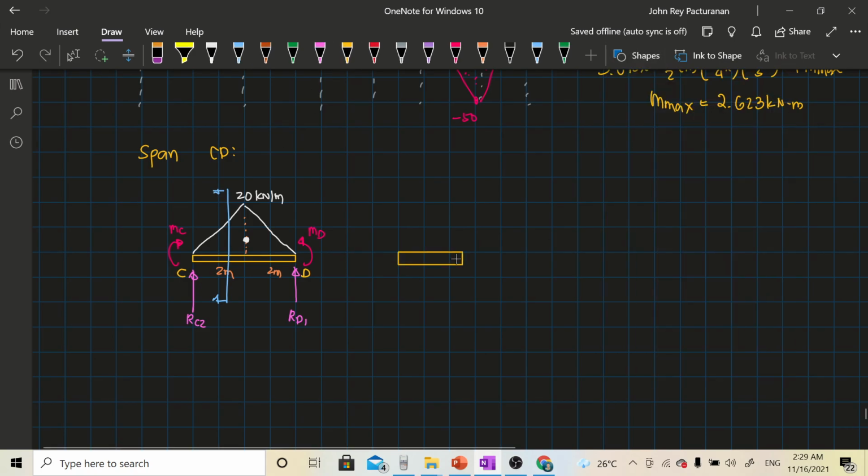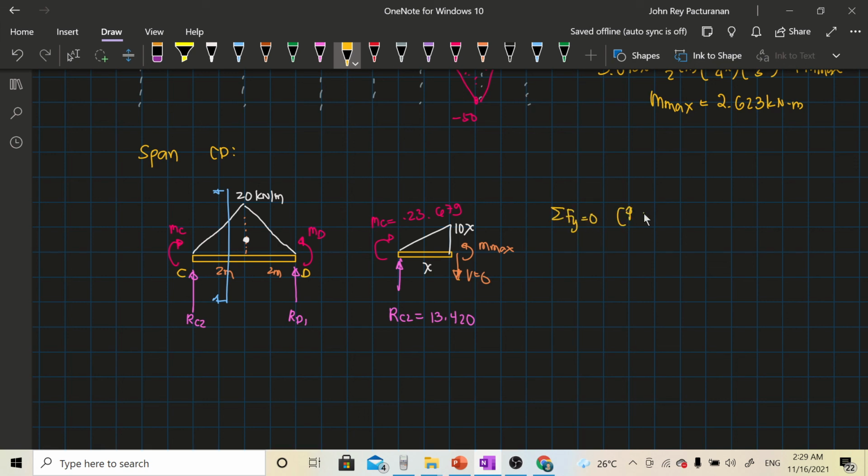Take note na may value pa tayo ng C na i-consider for the moment ng C. And I will write the given, yung RC2, na-compute na natin siya kanina as 13.420. Tapos, yung MC is equal to, ilan siya? Yung MC natin is equal to negative 23.679. And syempre, pag nag-ratio and proportion tayo dito, this is 10x and this is x. So again, this is the maximum moment. And sa case natin, syempre, the shear is equal to 0. So summation forces vertical is equal to 0, up equals down. So that is 13.420 is equal to 1 half ng x tapos ng 10x, then plus 0 kasi wala naman ng ibang downward.